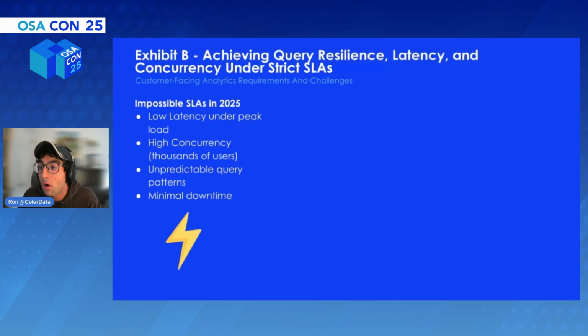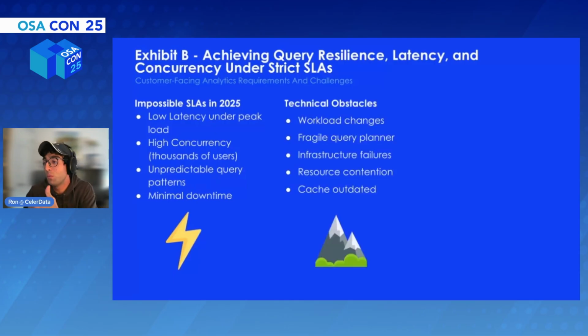That's just one small example, or using the same Uber example: if I'm looking for drivers, I expect to find a driver within a minute or so, even in some high volume, high foot traffic location. So the scale is increasing very rapidly. You have unpredictable query patterns, and all that with minimal downtime and performance delays. Because of that, a lot of companies already have legacy architectures, and those bring in a lot of technical obstacles: workload changes, fragile query planners, infrastructure failures.